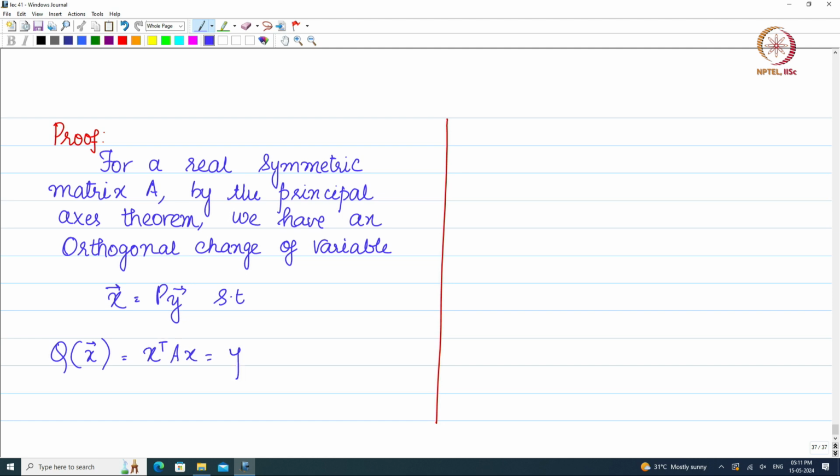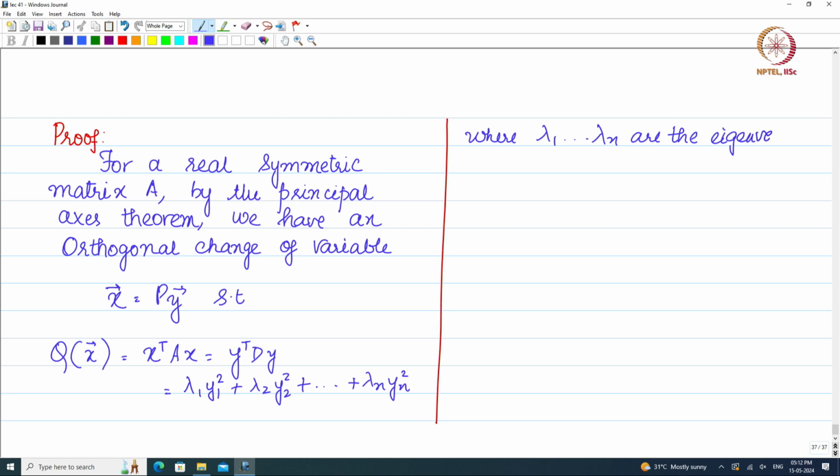I can write this as y transpose D y, which is nothing but lambda 1 y 1 squared plus lambda 2 y 2 squared plus etcetera plus lambda n y n squared, where lambda 1 etcetera lambda n are the eigenvalues of the real symmetric matrix A.